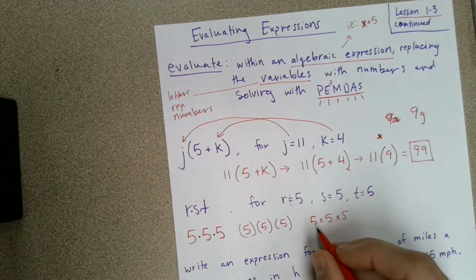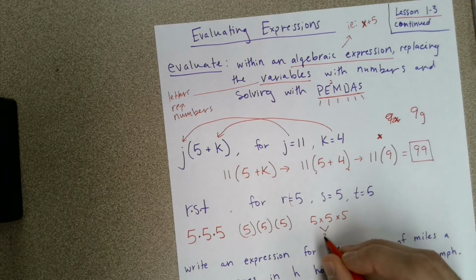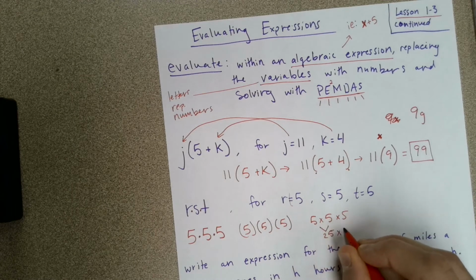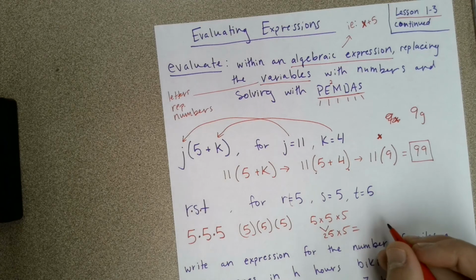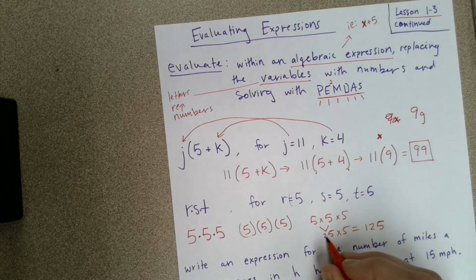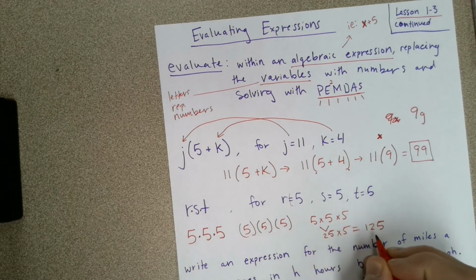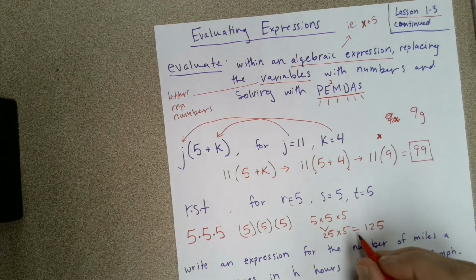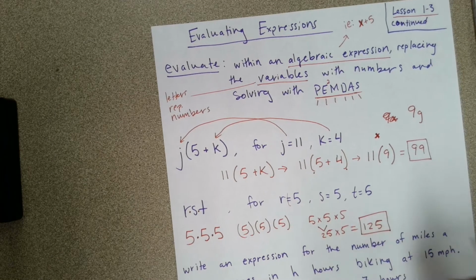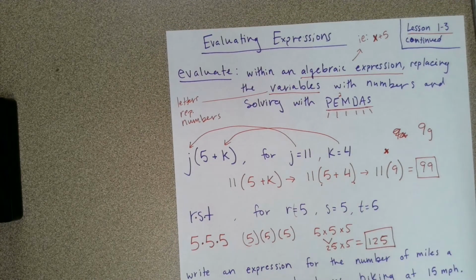Multiplication, here we go. 5 times 5, you know that, 25. That leaves us with 25 times 5, which is 125. I was able to do that quick because I know 25 times 4 is 100. Add one more 5 on, 125. Easy work. We're using that PEMDAS for replacing those variables.